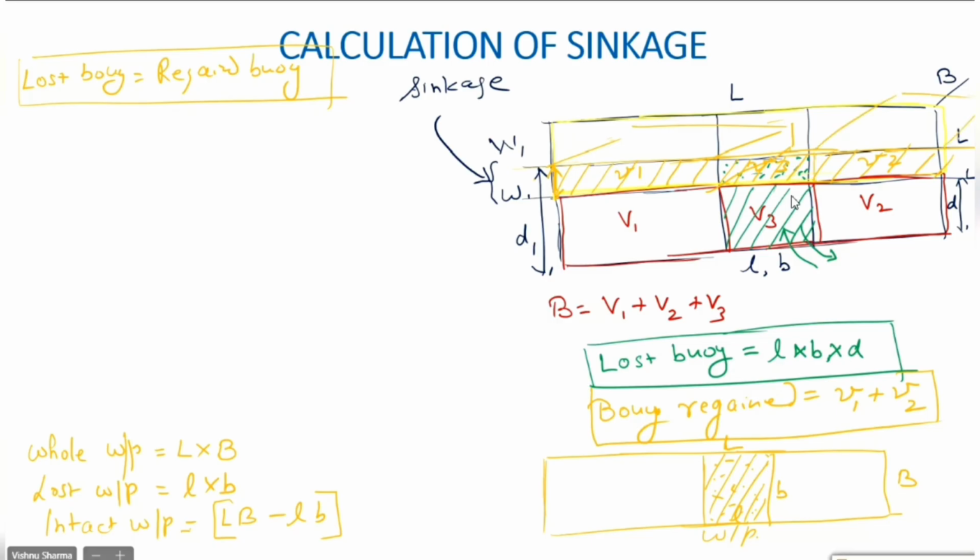Yes. Guys, do you agree with me? Yes, sir. These volumes represent the regained buoyancy. Now, one way of getting the regained buoyancy is you get this water plane area A1, multiply by the sinkage, because this is the water plane area, and you'll get volume V1. Yes or no, beta? Correct?